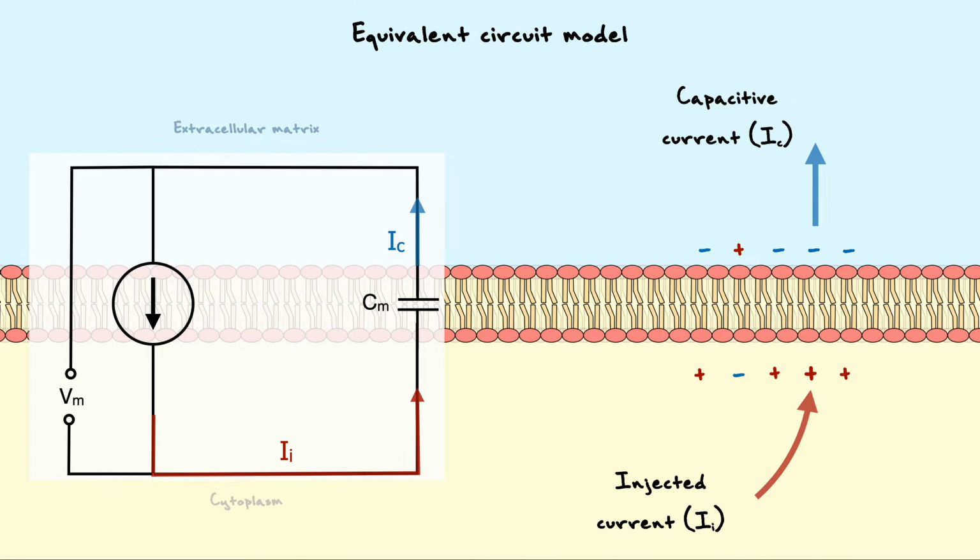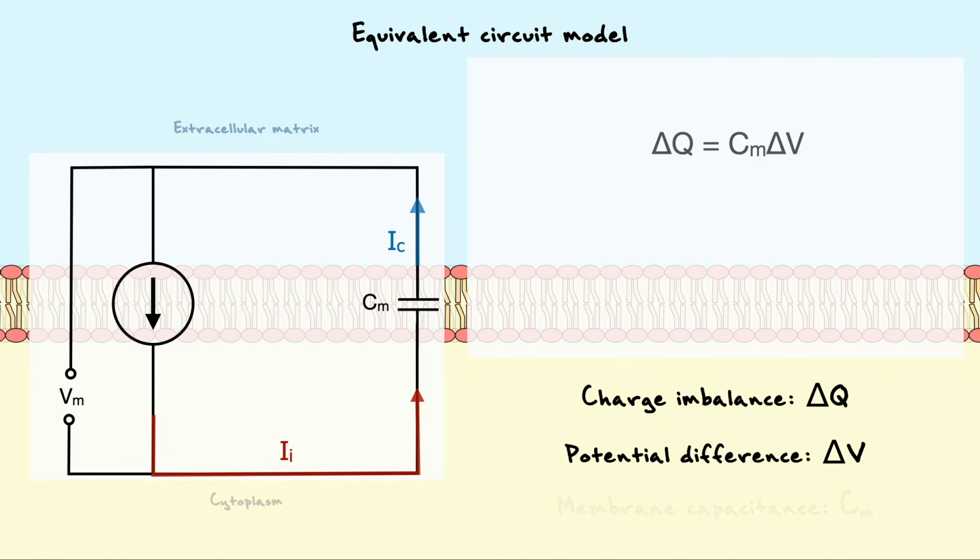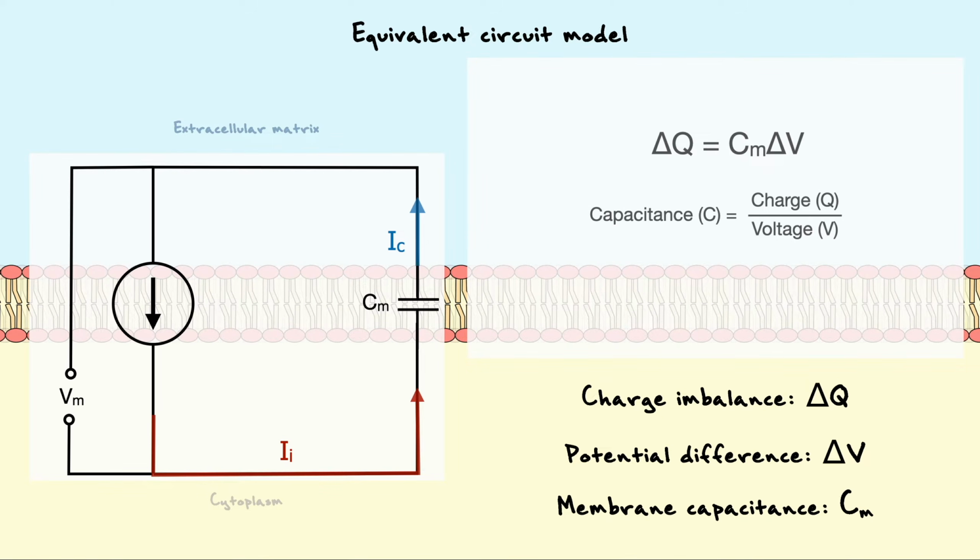Furthermore, the charge imbalance, which we can note as delta Q, creates an electric field across the membrane which produces a potential difference of delta V. Delta Q and delta V can be linked together through the membrane capacitance in the equation delta Q equals Cm times delta V. Remember that this is just another way of writing the equation I first showed you when I introduced the membrane as a capacitor.